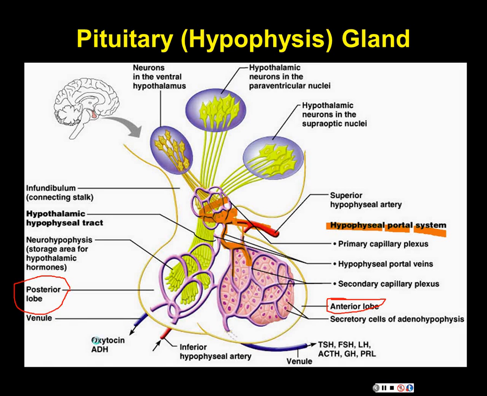You can also see listed on each side, the neurohypophysis releases only 2 neurohormones into the blood circuit. How many does the anterior pituitary release? 6. Man.